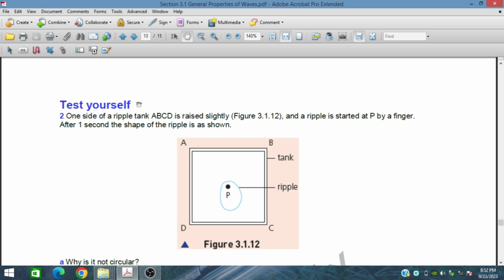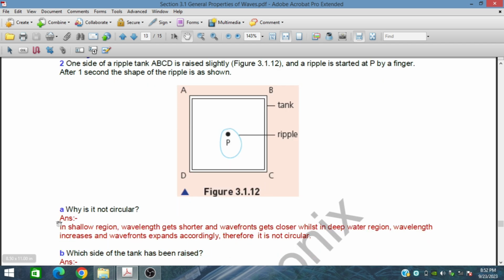Test yourself is one of the problems. One side of the ripple tank ABCD is raised slightly and a ripple is started at P by a finger. After 1 second, the shape of the ripple is as shown. The shape is changed. It shows why it is not circular. So this should be circular, but rather than circular, it's an elliptical shape.